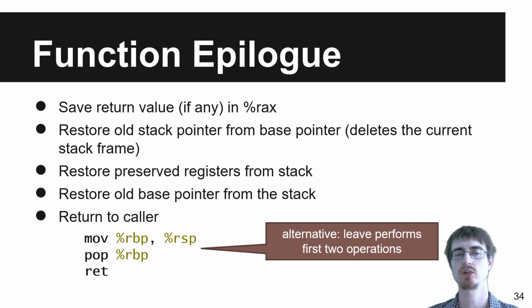Next, it restores the preserved registers from the stack. So if there were any that needed to be preserved, this is done now. It restores the old base pointer from the stack as well, because the caller will expect RBP to be unchanged. And finally, it returns to the caller. So by the time we get to ret, everything except for the return address has been cleaned up, which means that the ret can be done.